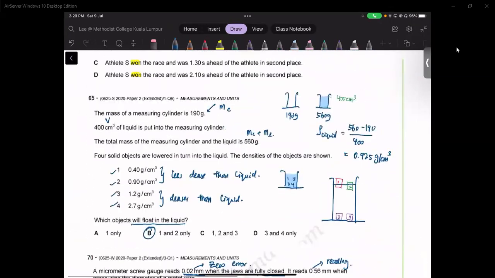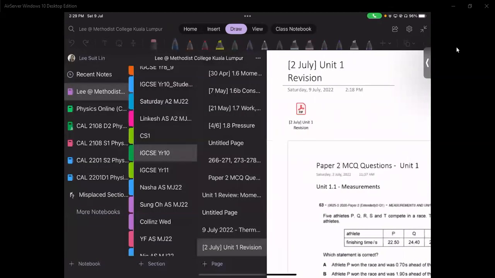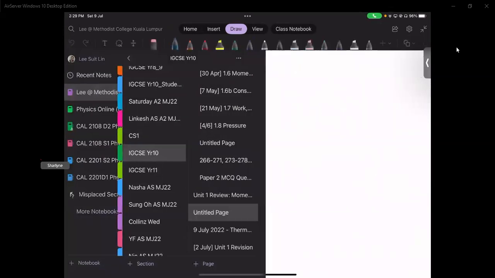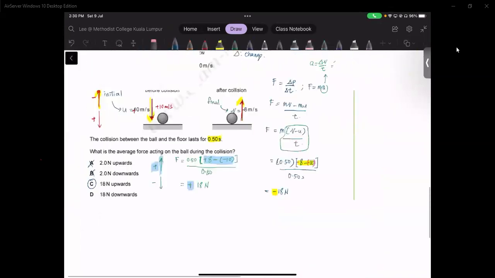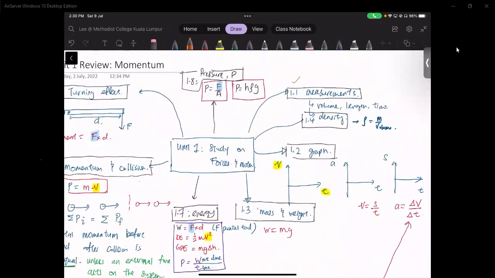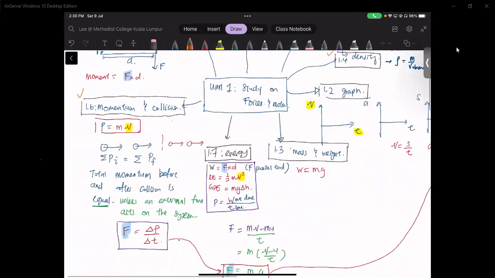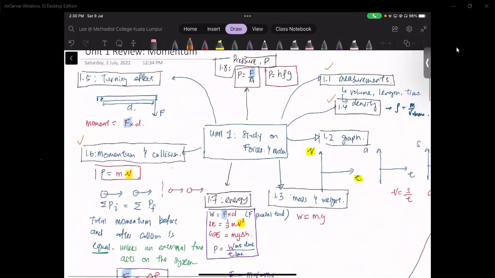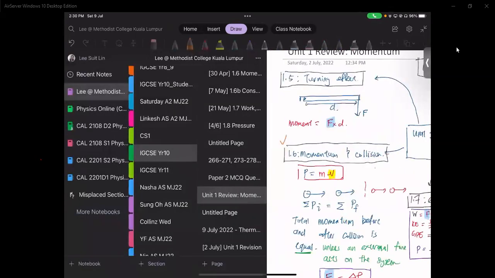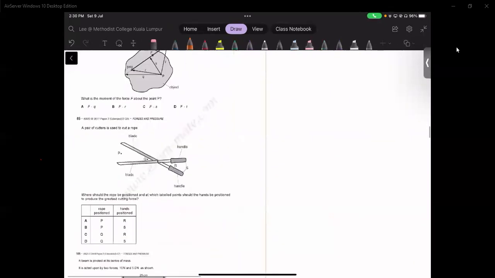Now we can move on. I'm going to message Mr. Kong because how long does he need to print one? Okay, so we're going to look at my review. We did this, then we also did density, and we did some momentum and collision questions. And then the pressure questions, have you discussed that already? No. I remember now. So we'll discuss the pressure questions now.